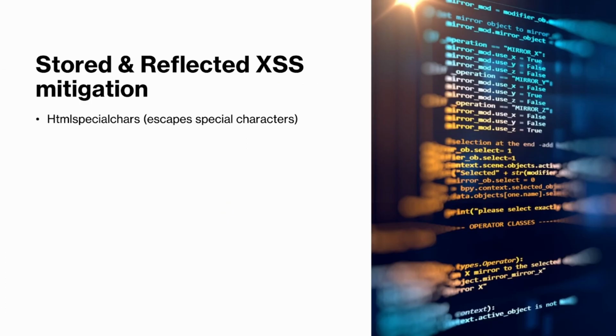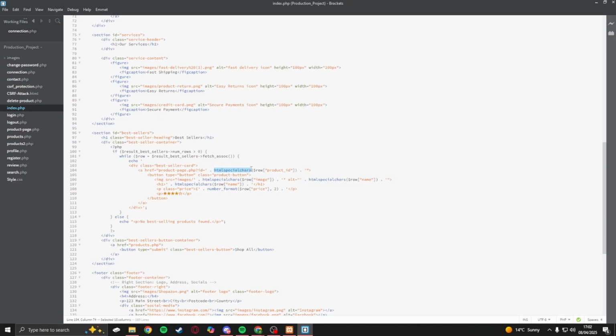Next, we have stored and reflected cross-site scripting mitigation. For this, we used htmlspecialchars. And what this essentially does is, as it says, it escapes special characters. This is a PHP function that escapes special characters. For this site, it is used in the user input form, and it can also stop malicious scripts from being executed on the site. Anything that pulls and pushes anything from and to the database.